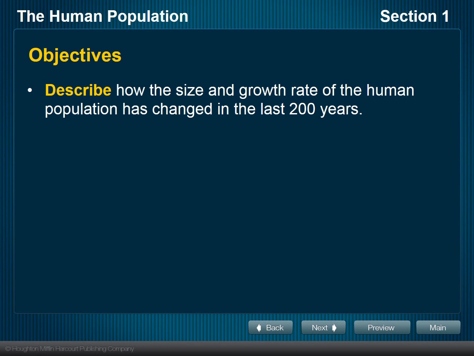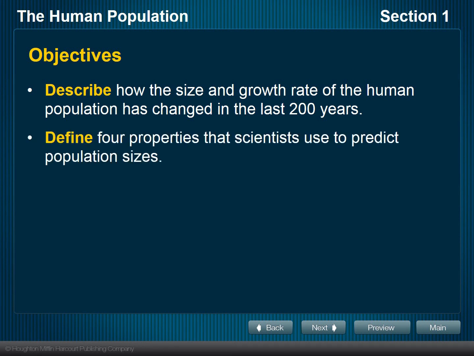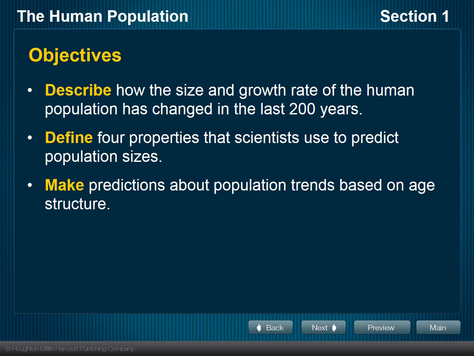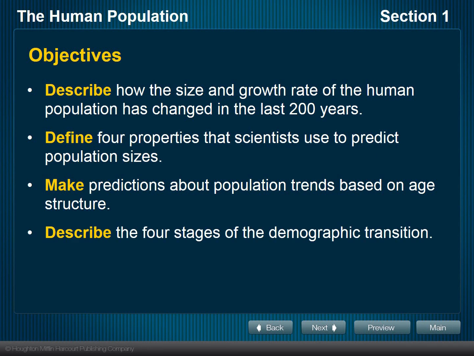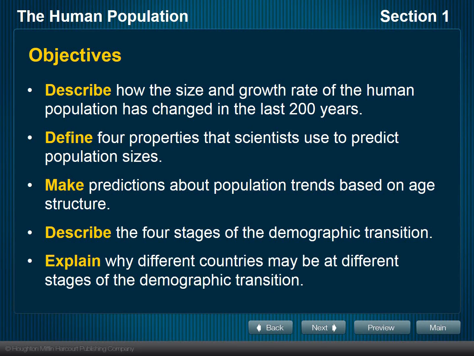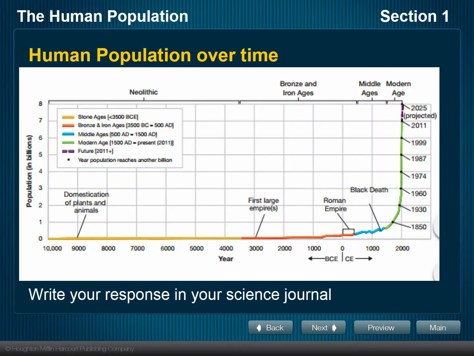has changed in the last 200 years, define 4 properties that scientists use to predict population sizes, make predictions about population trends based on age structure, describe the 4 stages of demographic transition, and explain why different countries may be at different stages of the demographic transition.